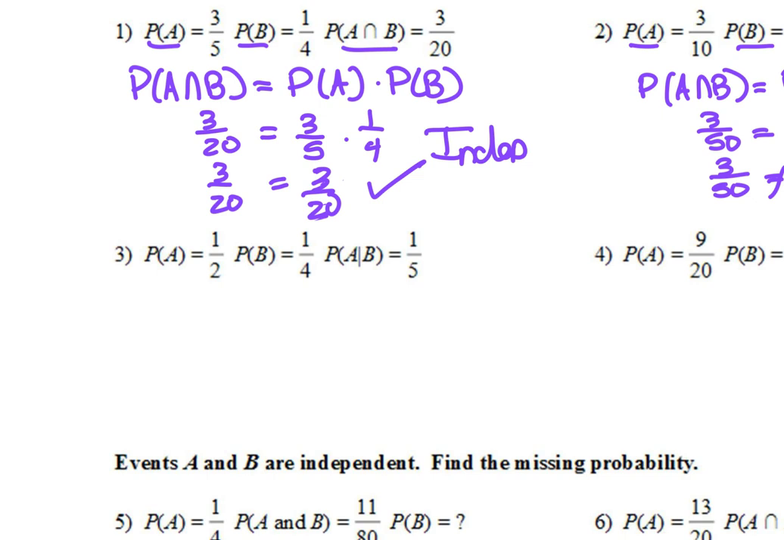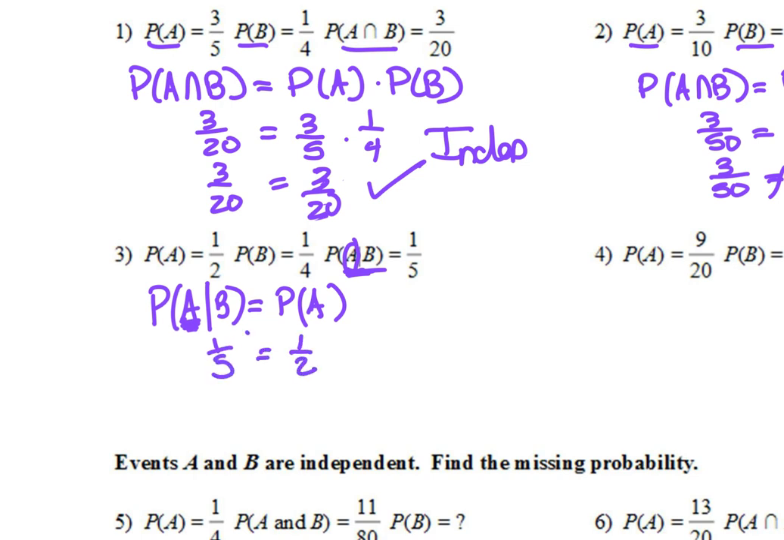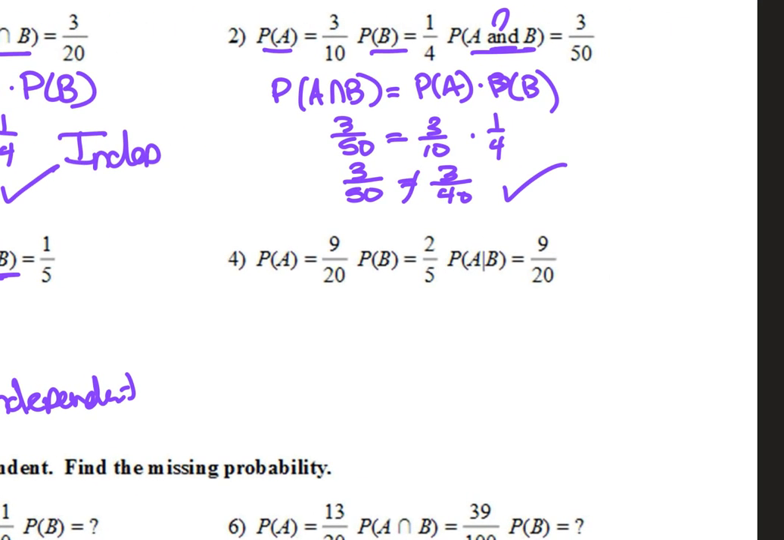All right, number 3. This one uses the given conditional probability, so that would be that formula. The probability of A given B is equal to the probability of A. If those are equal, then it's independent. So A given B is 1/5. Probability of A is 1/2. These are not equal, so not independent. I don't know if I wrote that on the last one.